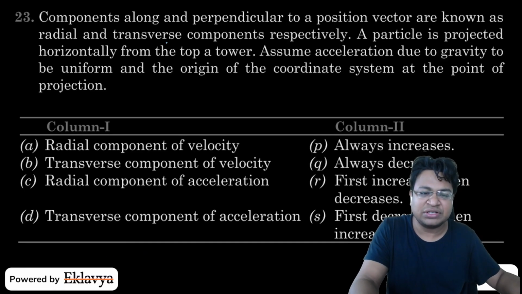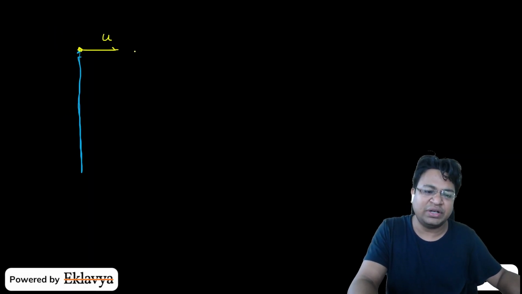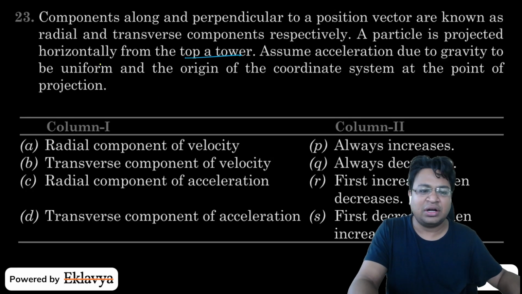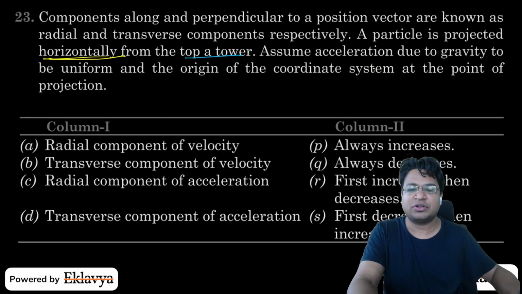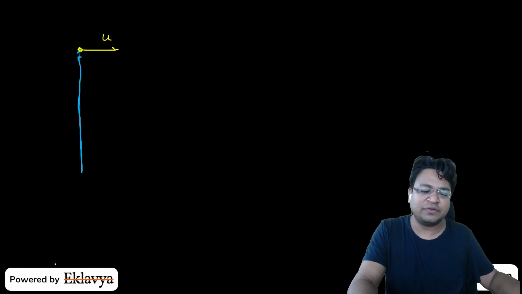Now, the situation says that there was a very tall tower or a cliff. Maybe let's go back and see. Projectile projected from the top of a tower. Okay, all right. So we have projected a projectile from here, and we have thrown it horizontally, let's say with some speed u. The question says that we have projected horizontally. Assume acceleration due to gravity to be uniform in the origin of the coordinate system. So this is the origin of the coordinate system.